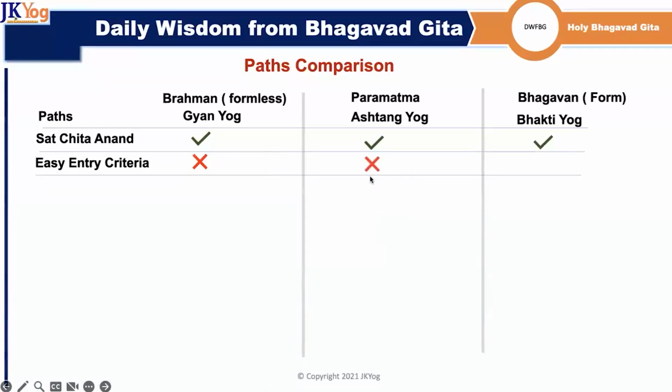And in Paramatma, it's a little easier in the sense that you continue to work on the union of soul with super soul, taking yourself into a deep meditative state around that. So it's relatively easier, but not easy at all. With bhakti, is there any entry criteria at all? No, everybody is eligible. Floodgates are open.